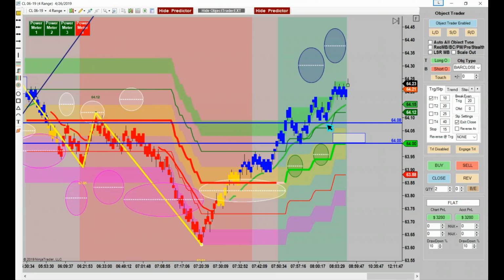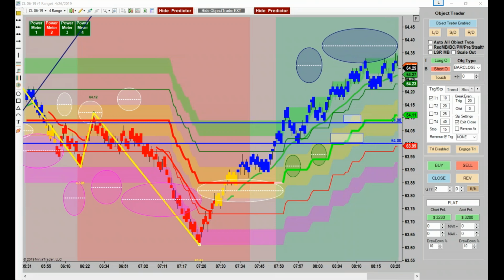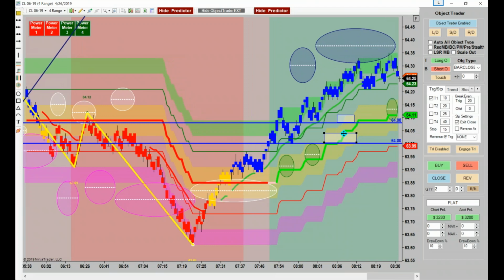All right. Now, if they bounce here, I'd probably still take it with a minimum criteria. So let's see if we get that either way. All right. We'll see if we can get one of those. That definitely turned out to be a good long, didn't it? Now this is no longer on the table.